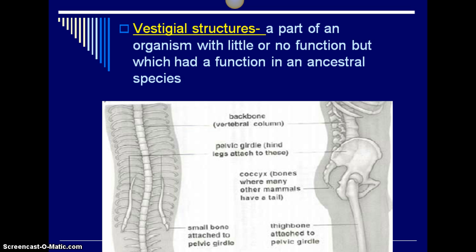Okay, our next one is vestigial structures, and this is a part of an organism that has little or no function, but it did have a function in maybe a previous species or a previous organism. It has just come out of use now in our current organism. A couple examples here. This one is going to be our tailbone. The human tailbone doesn't have any use, but it might link us back to a possible common ancestor that did have a use for a tailbone or a tail.